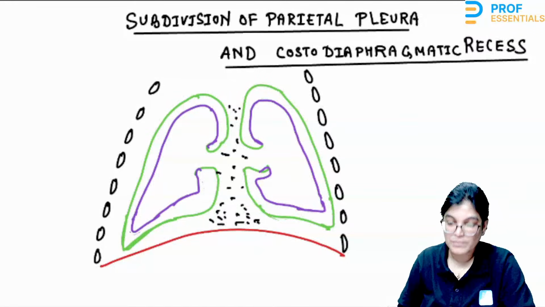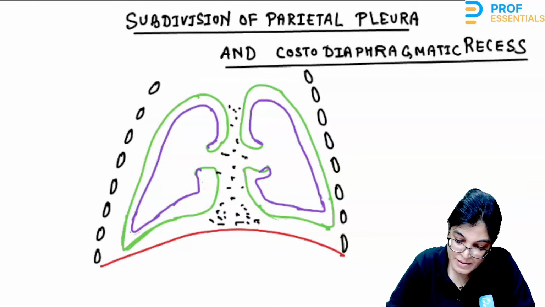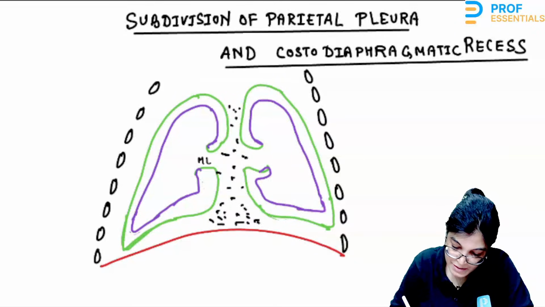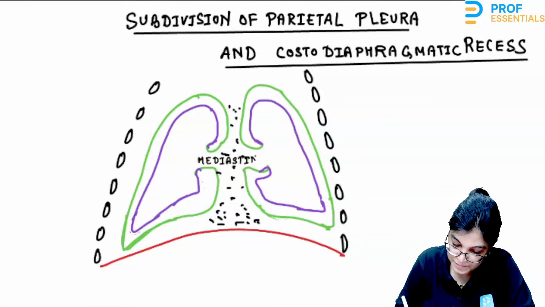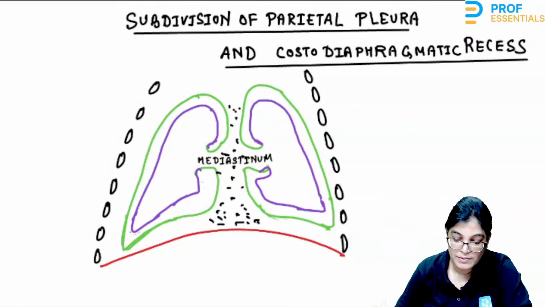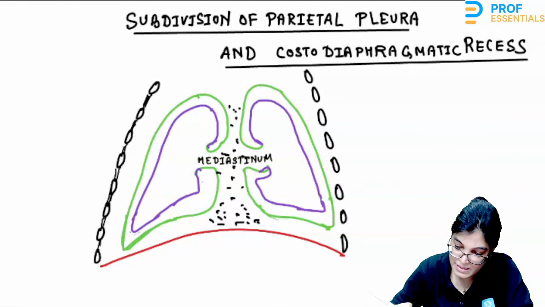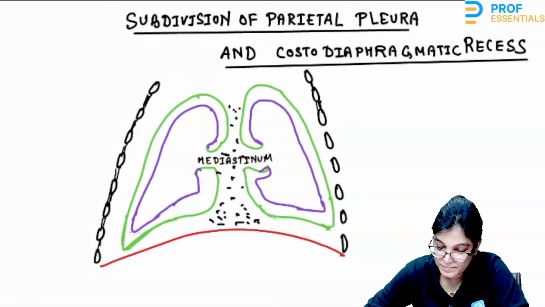This is costodiaphragmatic recesses. Got it? So here you can label it as the mediastinum. This middle part is mediastinum. Got it? And we will have this as the thoracic wall. Let me just connect this. This is showing you the intercostal spaces, ribs. This is the thoracic wall.